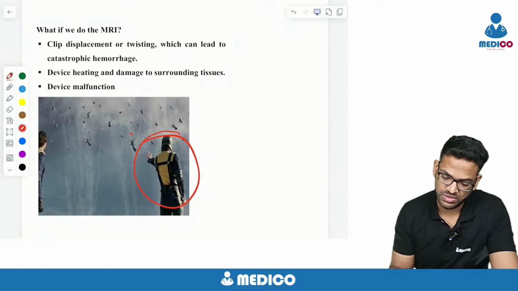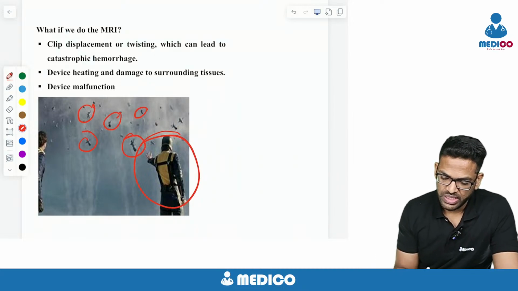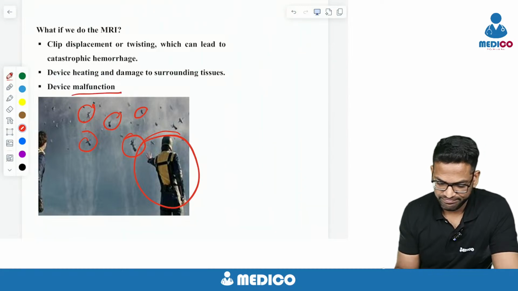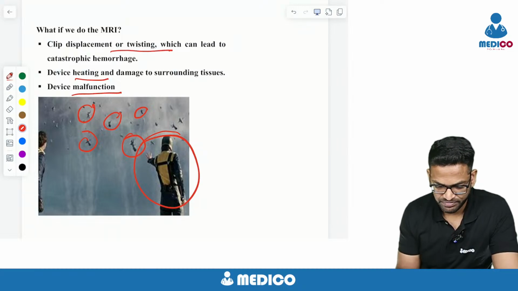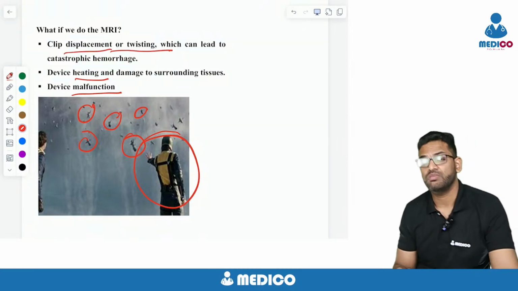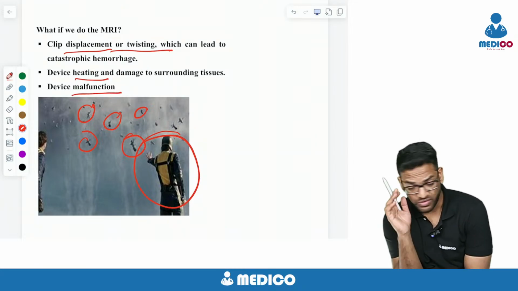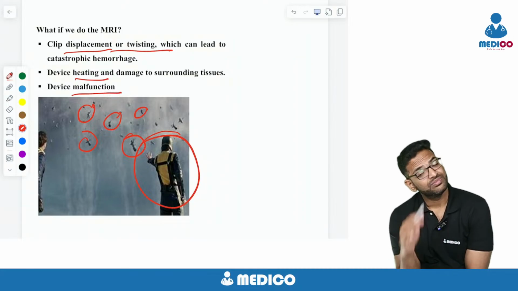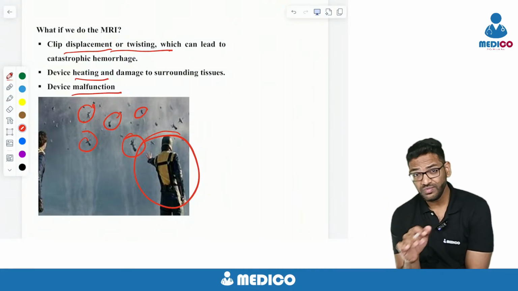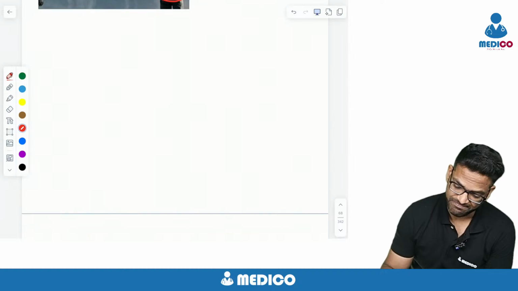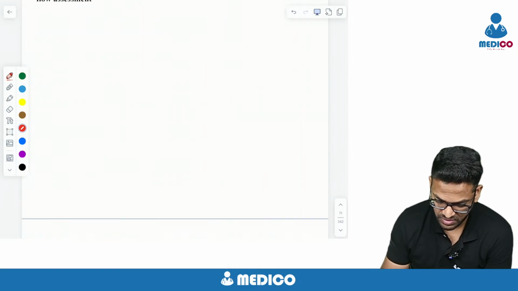What is Magneto doing here? He's just twisting the missiles. The same thing happens. It can first of all malfunction or get damaged. It can even twist and finally displace and cause damage to the surrounding tissues. So all these can happen. If you're not sure, better not to do it. Go for a CT. So that's about that question.